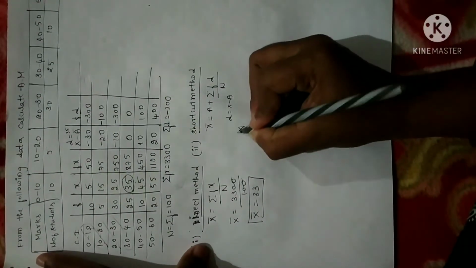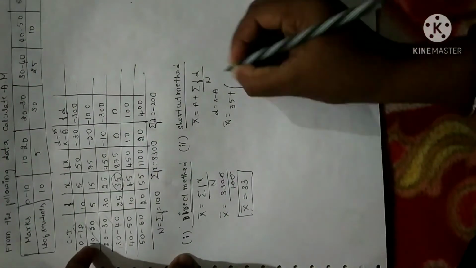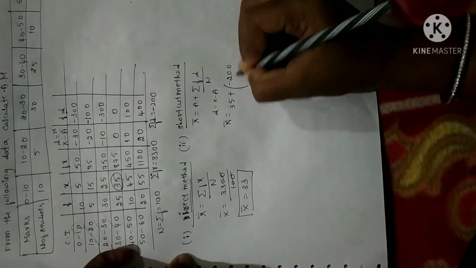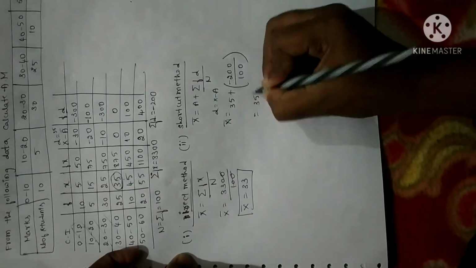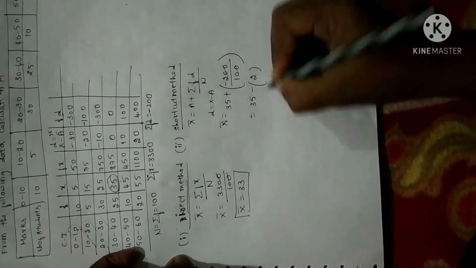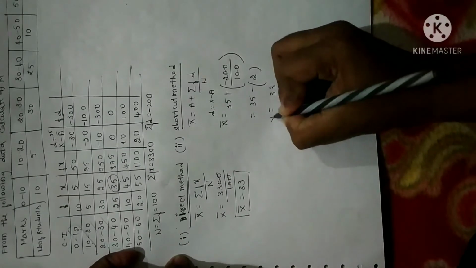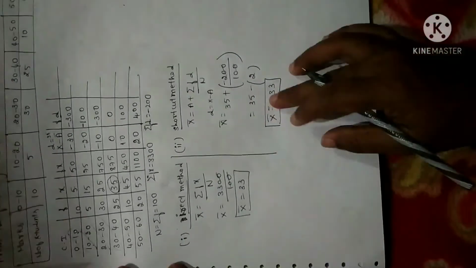Fine. Now let me substitute: x bar is equal to a, whose value is 35, it is the assumed mean, plus sigma fd, which is minus 200, divided by n, which is 100. Fine. Let me put the minus sign outside so that you will get 35 minus 2. 35 minus 2 is 33. So x bar is 33. And again, in both the cases the mean is the same.